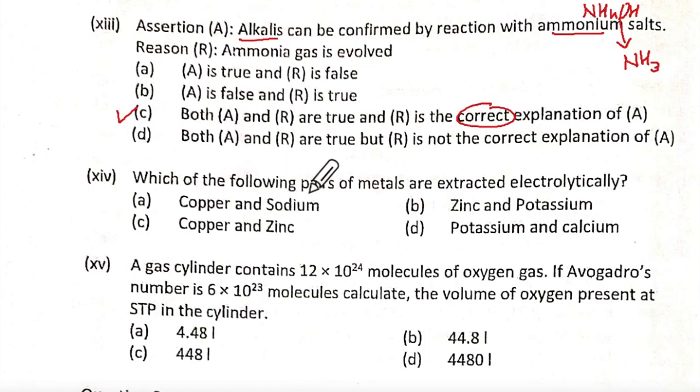Which of the following pairs of metals are extracted electrolytically? Electrolytically means those on top of the electrochemical series. Why? Because they have strong affinity for oxygen. They cannot be reduced by normal reducing agents. Which one is right on top? B. Zinc, potassium, and calcium. Which one? Potassium and calcium. Okay, I didn't hear potassium.